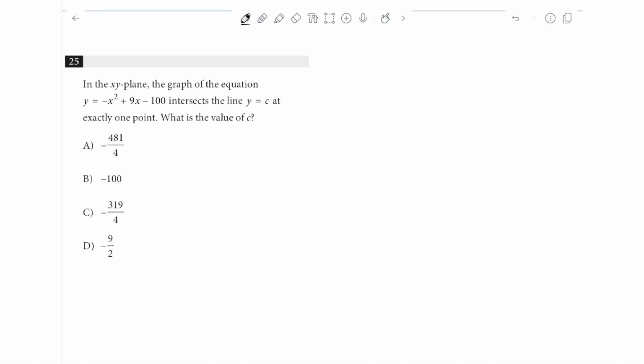Question number 25 says, in the xy plane, the graph of the equation y equals negative x squared plus 9x minus 100 intersects with the line y equals c at exactly 1 point. What is the value of c?